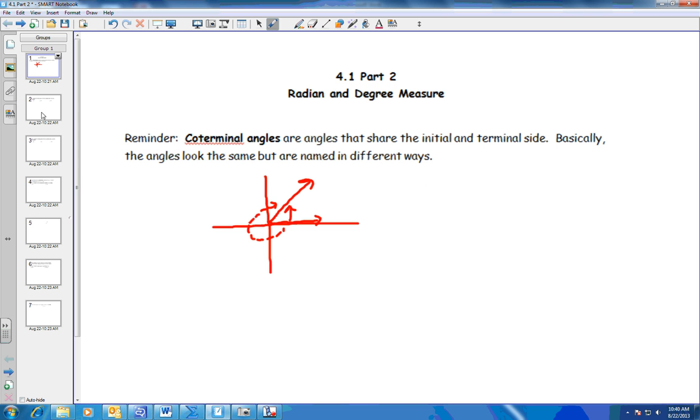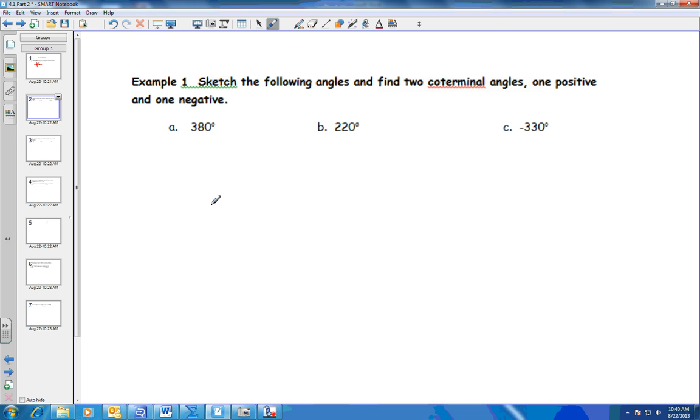Okay, so let's look at example 1. It says, sketch the following angles and find two coterminal angles, one positive and one negative. So basically what they want us to do is to name this angle two different ways. Okay, so first of all, we're going to sketch 380 degrees. All right, so just as a reminder, 0, 90, 180, 270, 360.